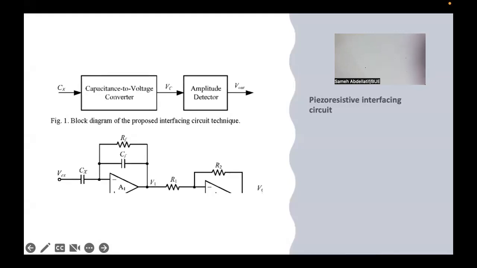In the first part, we have demonstrated together two different types of piezo-based interfacing circuits. We have demonstrated what we can call the piezoresistive interfacing circuits, where the variation in the sensor is reflected as a variation in resistance. And we demonstrated different architectures in order to implement a resistance to voltage interfacing circuit, either using a very simple potential divider or maybe using a differential amplifier.